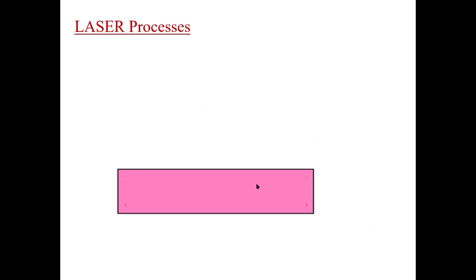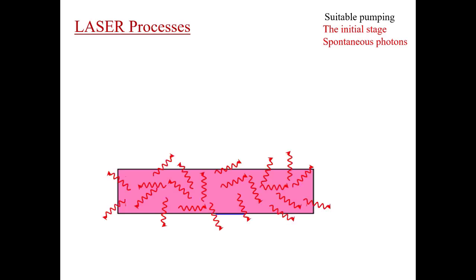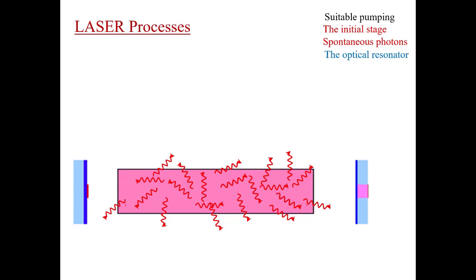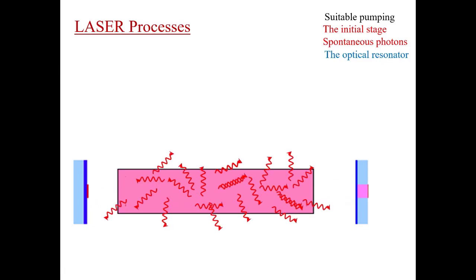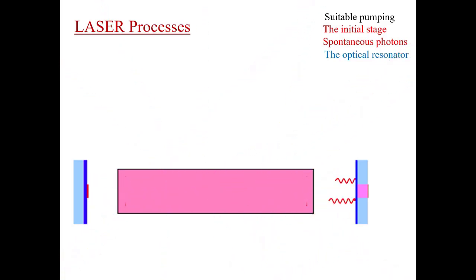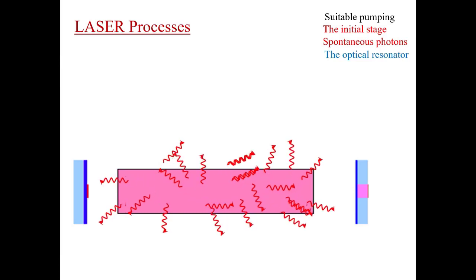This is the active material. Very first, using suitable pumping process, the material in non-excited state is taken into population inversion state, and for this energy source is required. At the initial state, spontaneous photons are emitted and they go in all the directions like this. Since the active material is put in laser cavity consisting of two reflectors, the photons traveling in random directions are lost and the stimulated photons are to be made to pass through the medium a number of times.